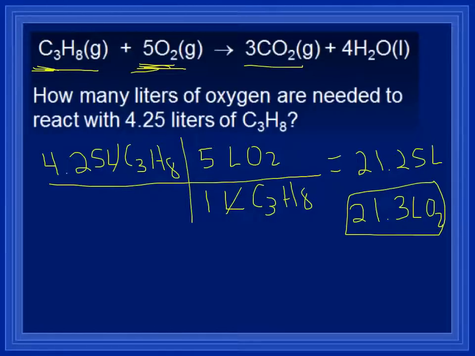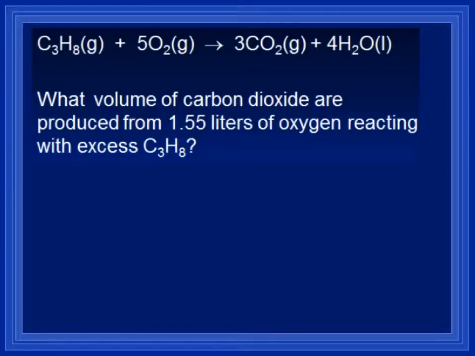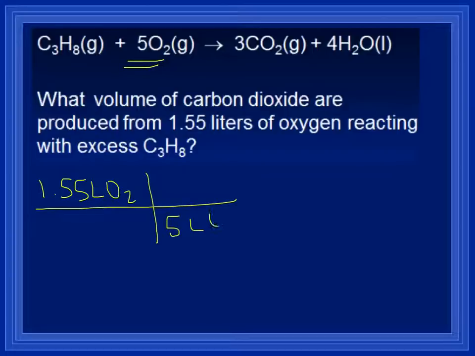Okay, let's try another problem. Using the same equation, what volume of carbon dioxide is produced from 1.55 liters of oxygen reacting with excess C3H8? Just like in stoichiometry, we don't have to worry about the excess. That's just telling us it's there and it's going to react. So we're going to put down our given, 1.55 liters of oxygen. Then we're going to look at the ratio of oxygen, so it's 5 liters of oxygen.